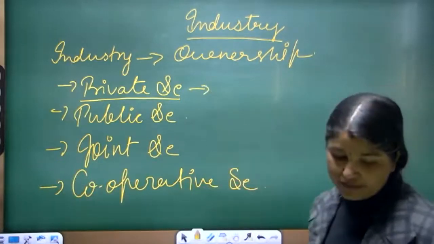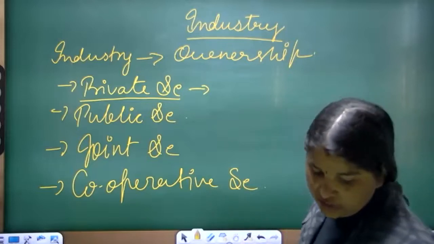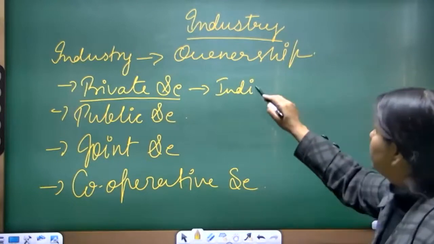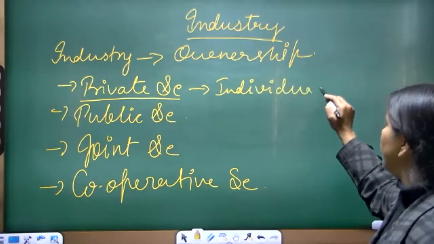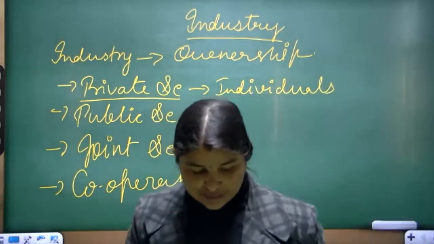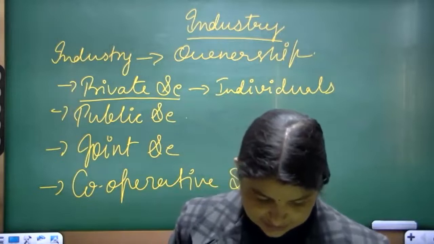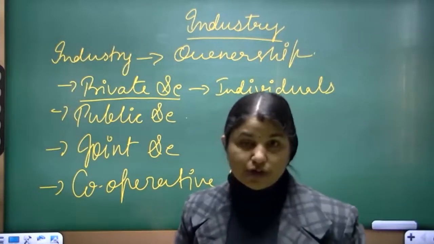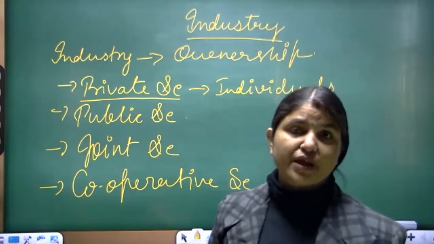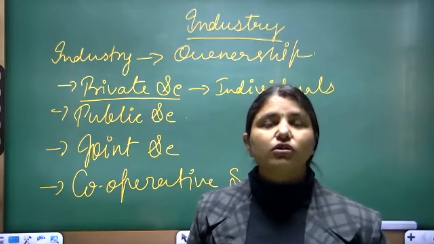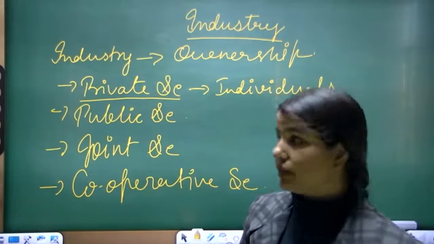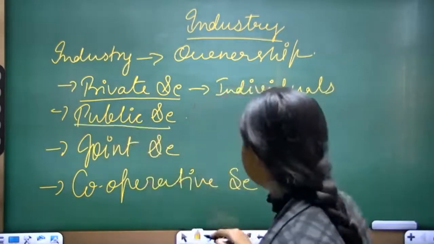So private industries are those industries which are operated by individuals or a group of individuals. An example we can give of private sector industries, as I told you, many industries are there, just like Reliance. Reliance is a type of private sector industry, because it is operated by individuals. ICICI Bank is there, many others are there. Now next we will see the public sector industry.